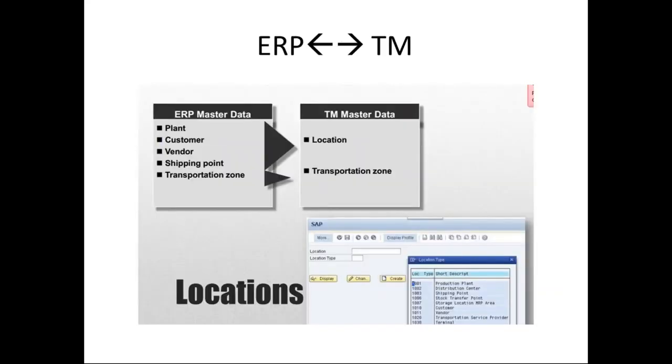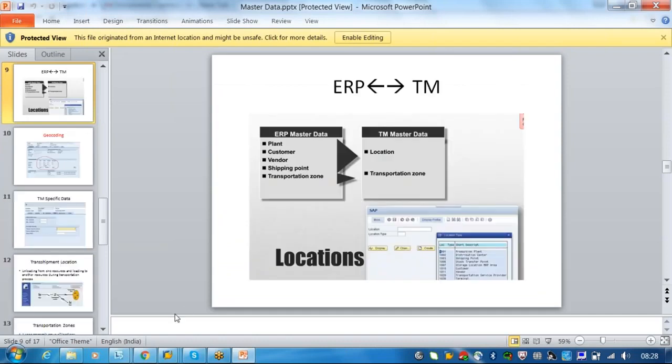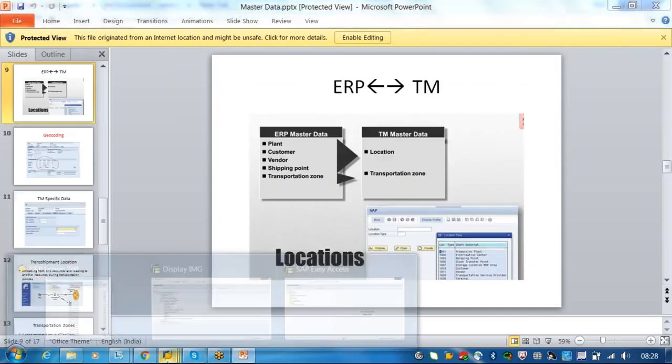So when you're transferring the master data from R3 to TM, we are going to transfer the plant, customer, shipping point, vendor, and transportation zone. When you transfer the plant, customer, vendor, and shipping point, it comes and hits TM as a location. I told you, right? Now we are going to see how it comes and hits here. We'll just create one data here.